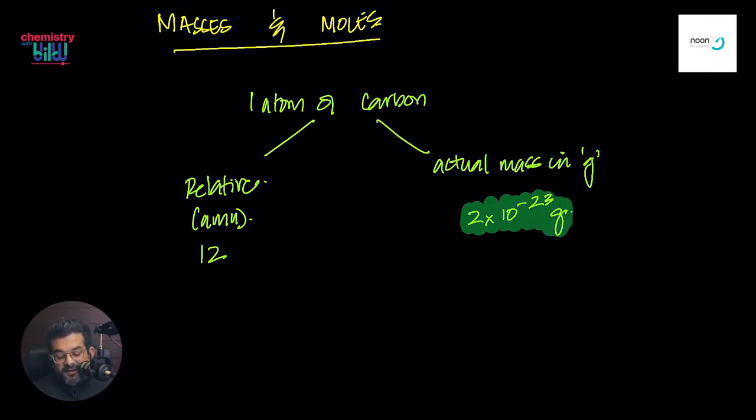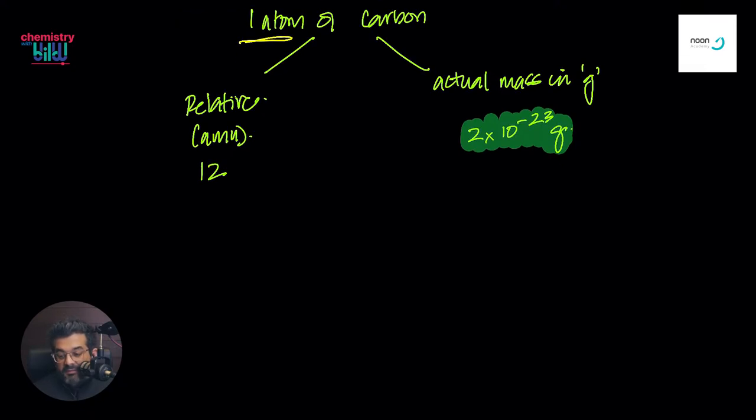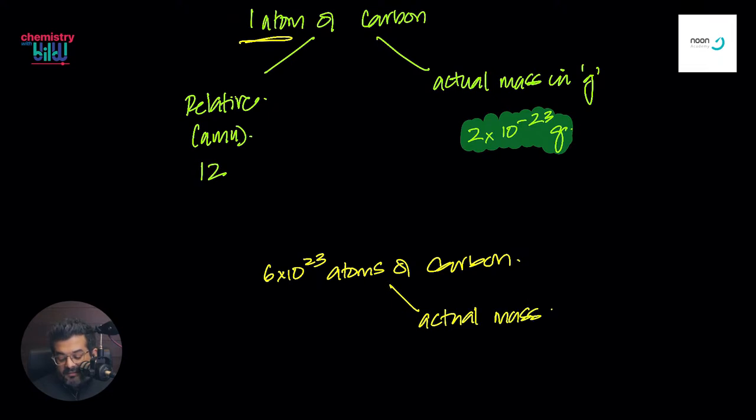But what we discovered was that if I take not one atom of carbon, but 6 times 10 to the power of 23 atoms of carbon, their actual mass in grams was 12 grams, which was the same number as the relative mass. But one atom was not 12 grams. One atom of carbon is a very small number on its own, and you will never use the actual mass. I just gave it to you to make you remember that one atom of carbon isn't 12 grams.